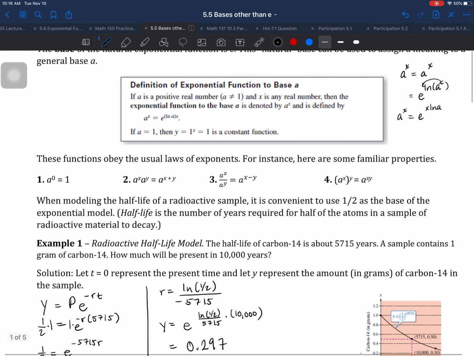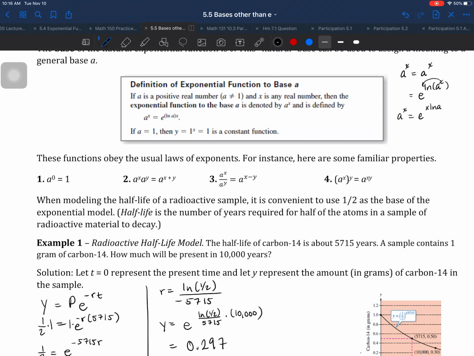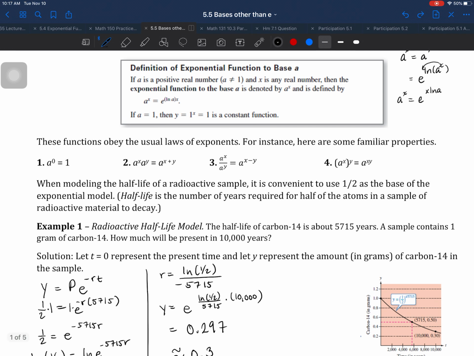So hang in there. If a equals 1, then obviously we have 1 to the x, and this is going to be 1. So this is no longer an exponential. This is just known as the constant function. That's why we are excluding a from being equal to 1, because if it equals 1, then this is no longer an exponential. Remember that an exponential function has a specific definition, it increases exponentially. So we want to make sure that when we define the exponential, it still has the definition of an exponential.